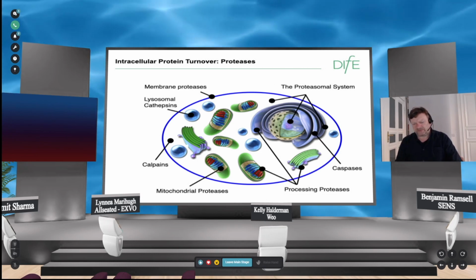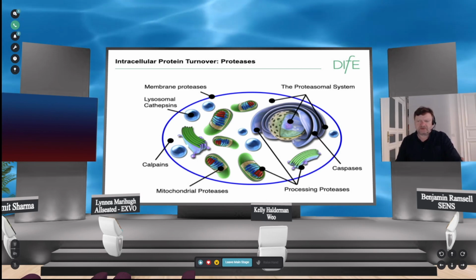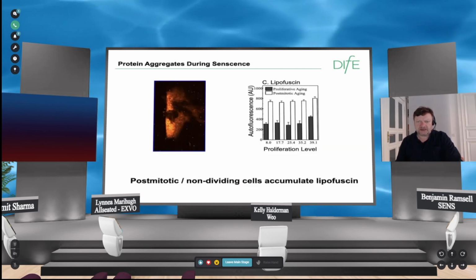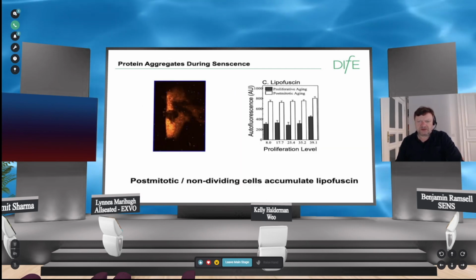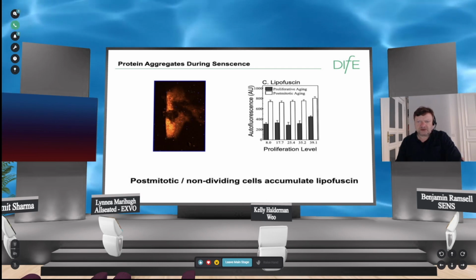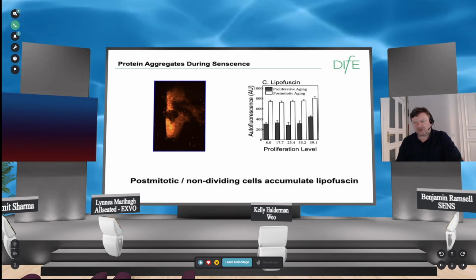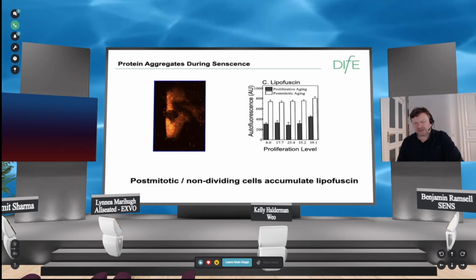If you perform an experiment in vitro on the accumulation of oxidized protein aggregates, you find something like this. As long as the cells are proliferating, these are the dark columns here, they are almost not accumulating protein aggregates.